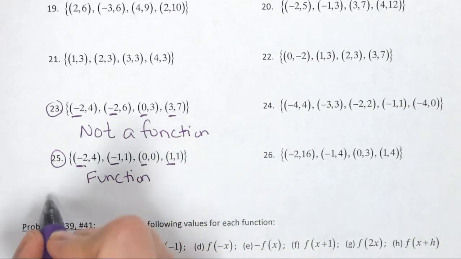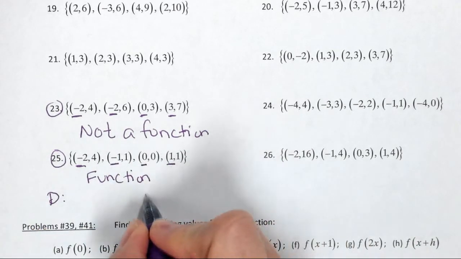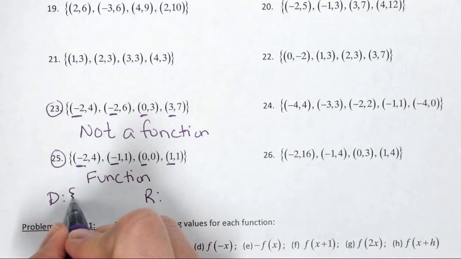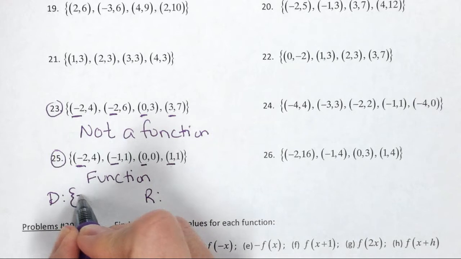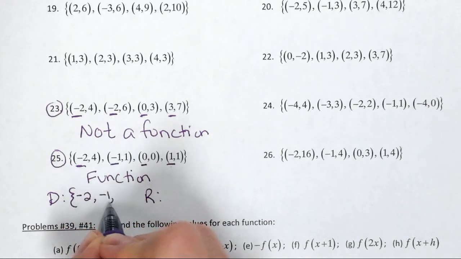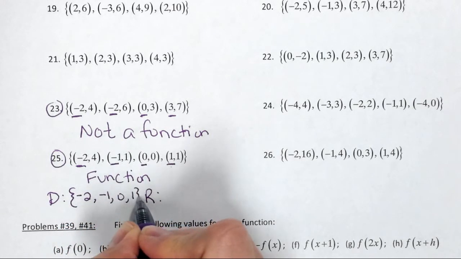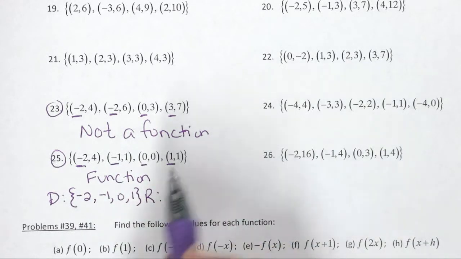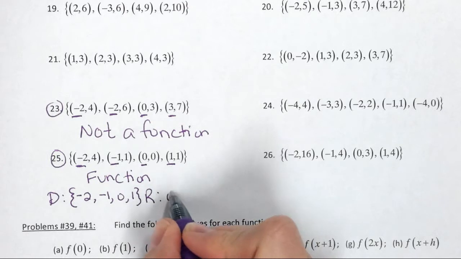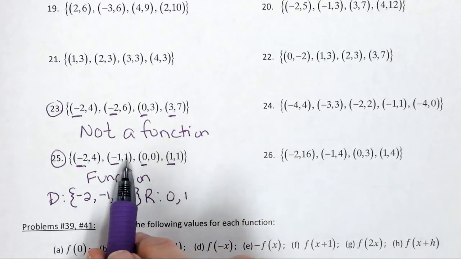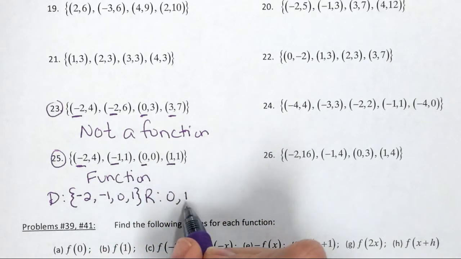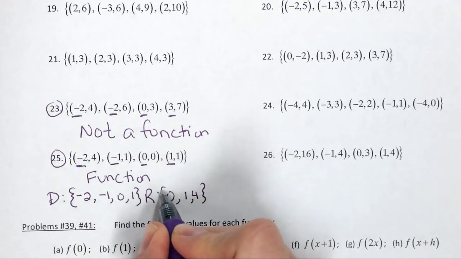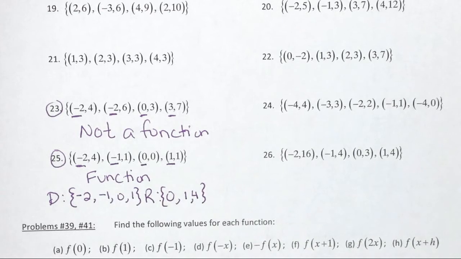Because it's a function, I have to list the domain and the range. So the domain are all your x values from left to right. So -2, -1, 0, and 1. And your range is going to be all your y values from the bottom to the top. So 0, 1. Now 1's repeated, but we only write it one time. And then the last one is 4. And again, we want to use set notation.